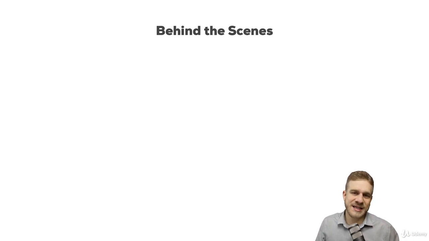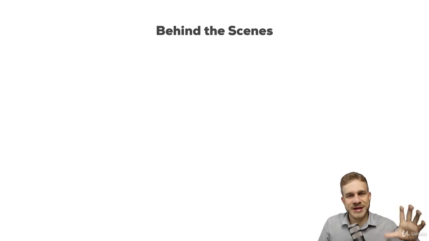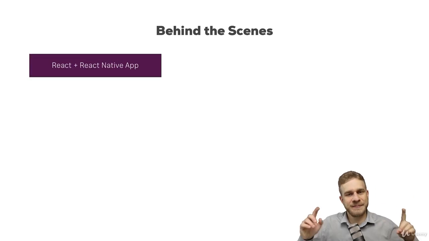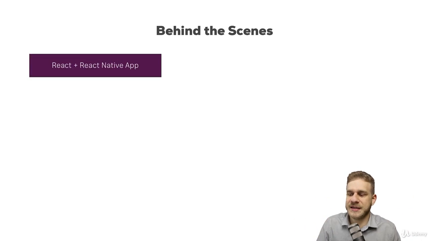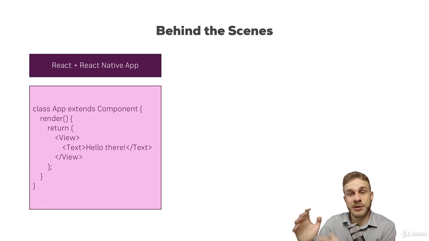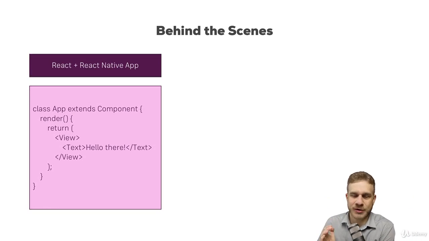Now, behind the scenes, the following happens. We have a React plus React Native app, and that's important. We use both libraries, as you will see. And there we have code which will look like this, which you might recognize from a web app built with React. We have a component, our own component, in this case here the app component, where we return some JSX, and you can see the first difference here. These are not DOM elements. We don't have divs and spans here.